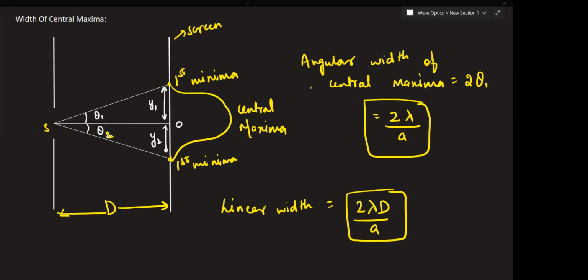Ma'am, if instead of first minima, we use first maximum, will it be correct? Instead of first minima, we use first maximum. You can use it, then it would be first maxima above this point O from the central part on the screen, and first maxima below also.